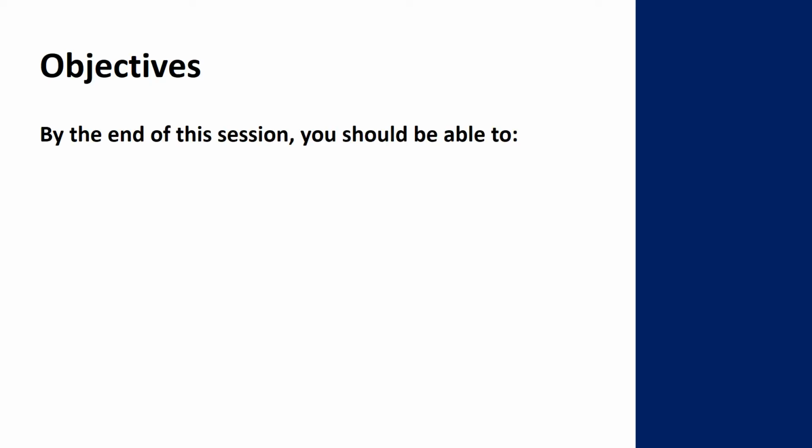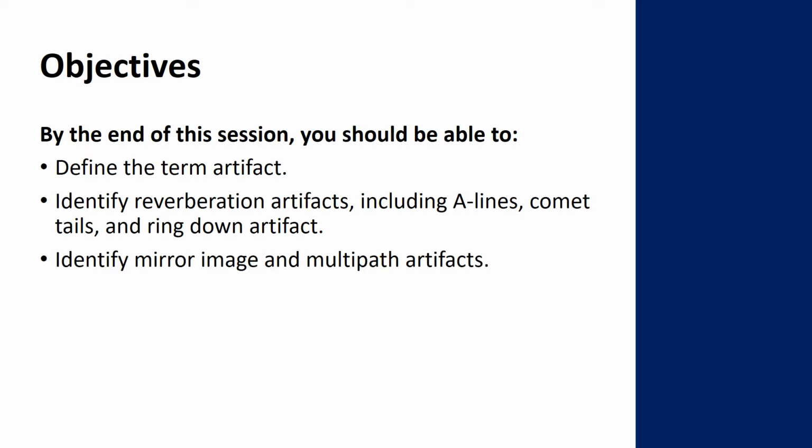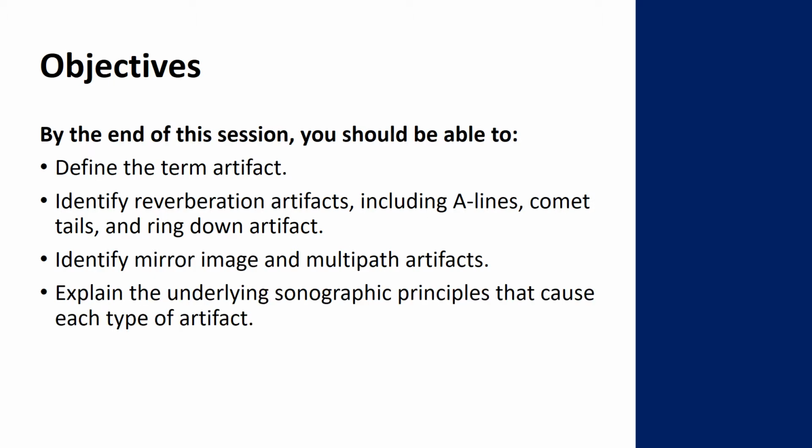By the end of this session, you should be able to define the term artifact as it applies to radiology. You should be able to identify reverberation artifacts, including A-lines, comet tails, and ring down artifact. You should be able to identify mirror image and multipath artifacts. And you should be able to explain the underlying sonographic principles that cause each type of artifact.